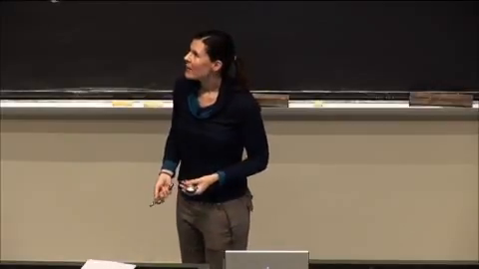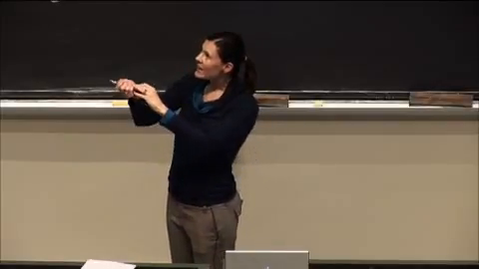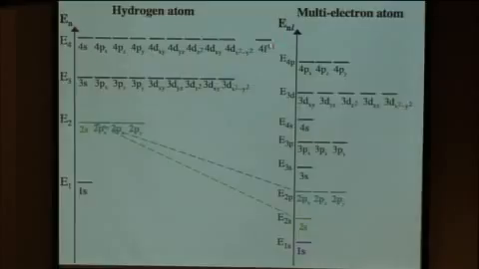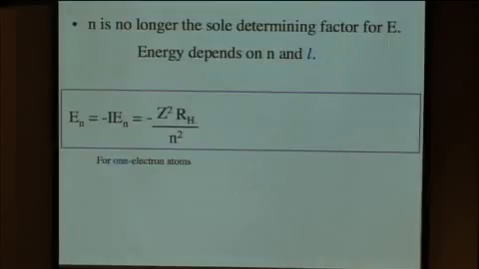But what I want to point out here, again, is the fact that instead of just being dependent on n, the energy level is dependent on both n and l. So n is no longer that sole determining factor for energy. Energy also depends both on n and on l. And we can look at precisely why that is by looking at the equations for the energy levels for a hydrogen atom versus the multi-electron atom.